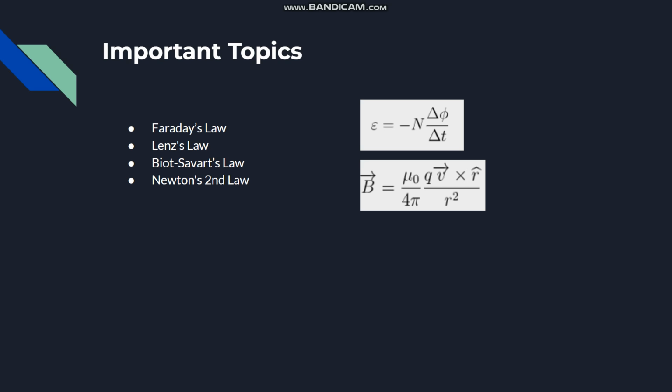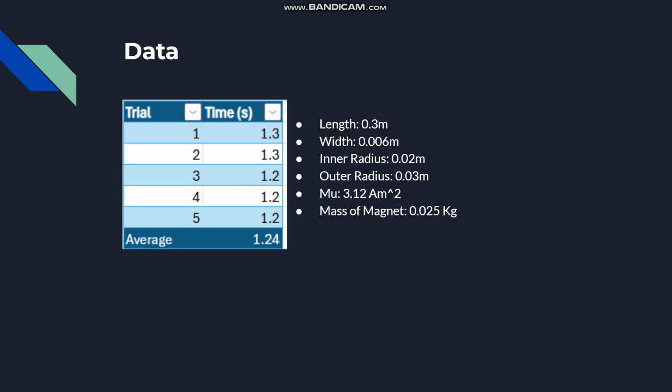Important topics we're going to be using are Faraday's law, Lenz's law, Biot-Savart's law, and Newton's second law. So basically, we're going to be incorporating all the magnetic laws that we have been using in the past, as well as a little bit of gravity to explain the phenomenon we see and why the magnet slows down as it falls down the tube.